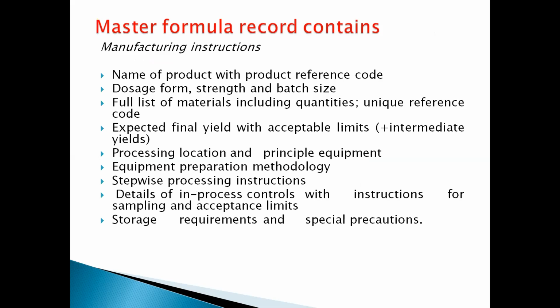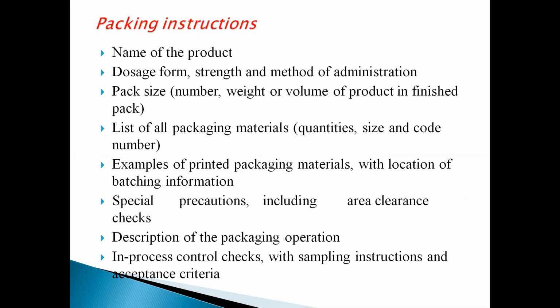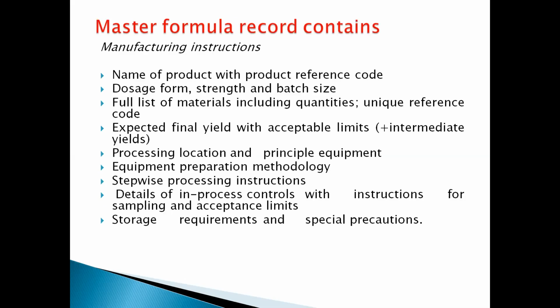yield with acceptable limits, processing location and its principal equipment, equipment preparation methodology, stepwise processing instructions, details of in-process control with instructions for sampling and acceptance limits, the storage requirements and special precautions. Those are the instructions for manufacturing.